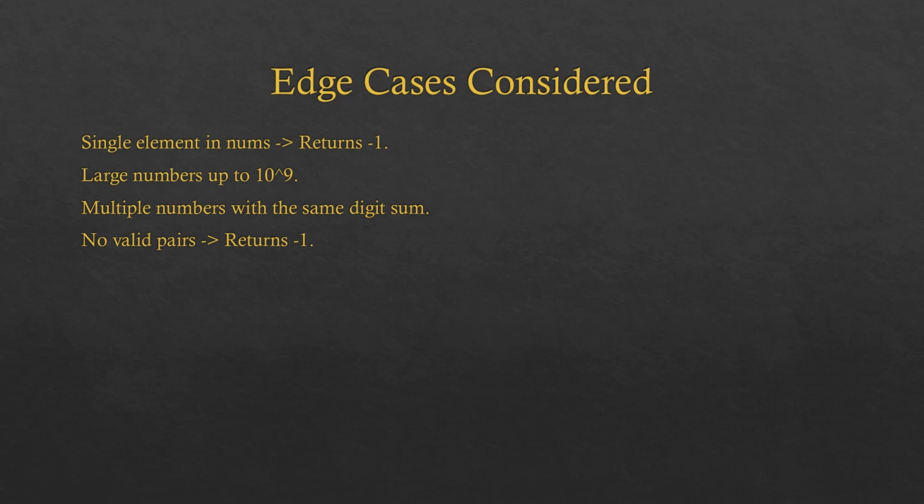In terms of edge cases, we have considered several scenarios. If there's only one element in the array, we return -1. The algorithm can handle large numbers up to 10^9. There may be multiple numbers with the same digit sum. If no valid pair is found, we return -1.